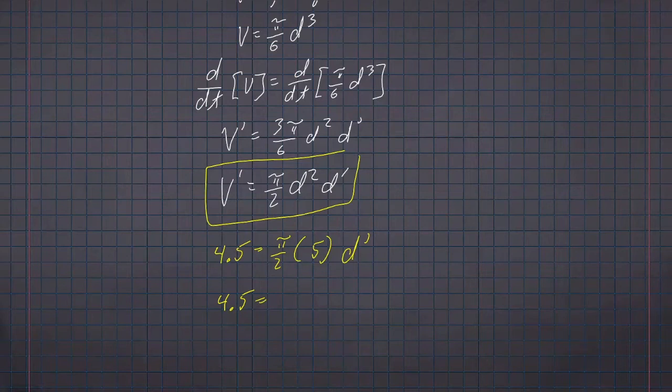Since we're already given the decimal value 4.5, I'll go ahead and grab my calculator and calculate pi divided by 2 times 5 squared, which is about 39.3. And then divide by that thing to get d prime by itself.